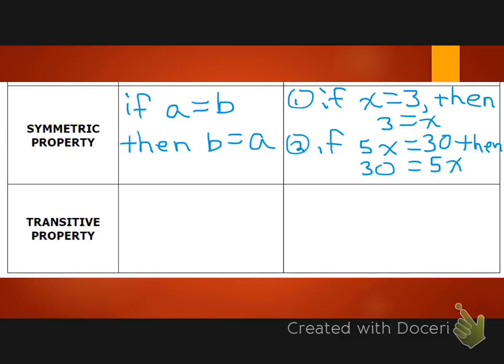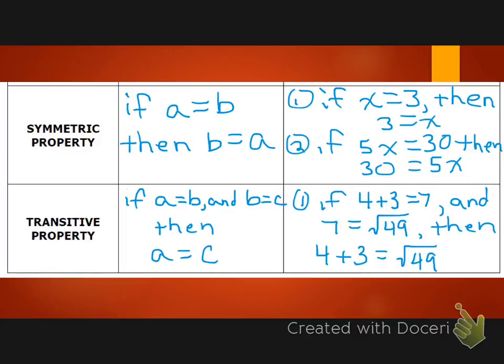And our last newbie here is our transitive property. What that's saying is that if you have A equal to B, and you also have B equal to C, then that must mean that A is also equal to C.